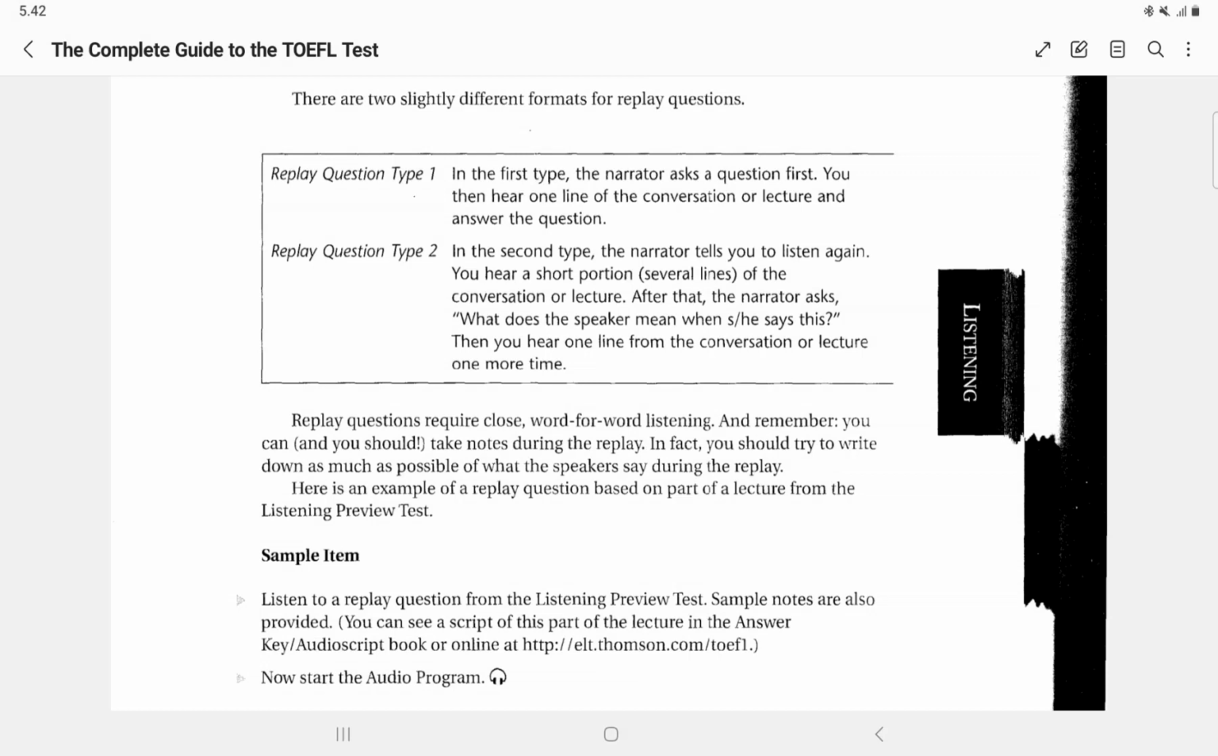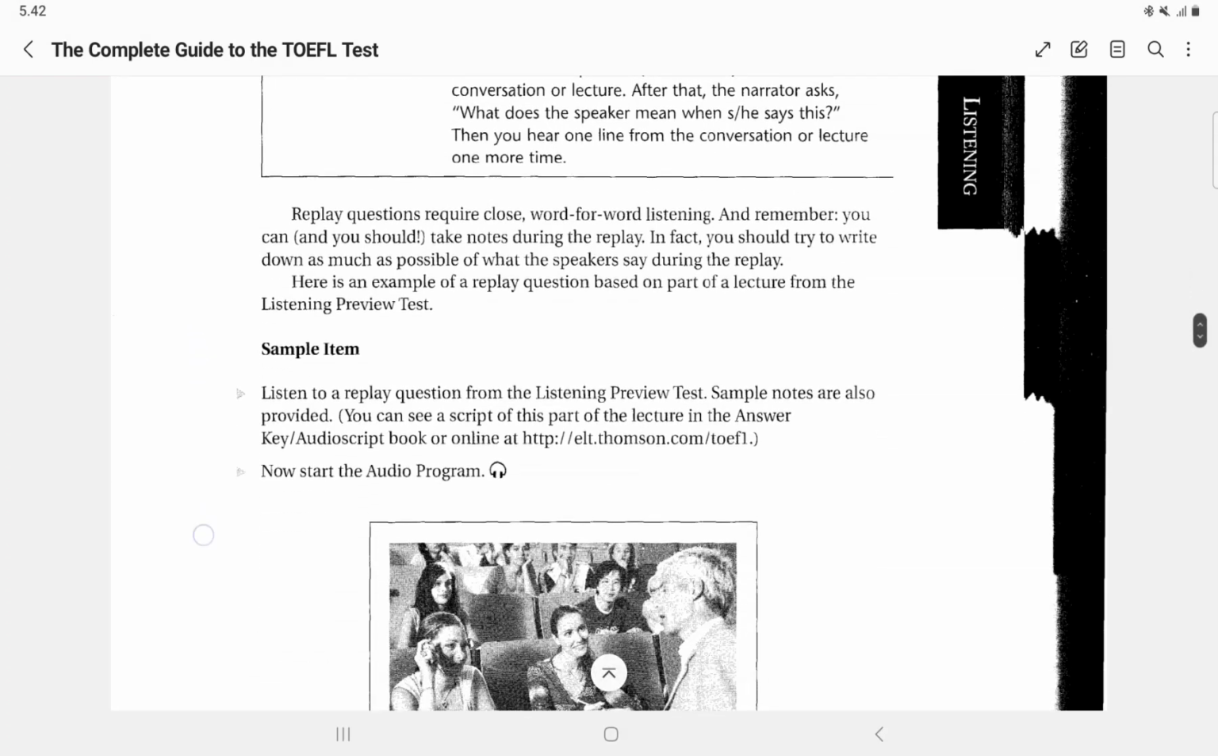You then hear one line of the conversation or lecture and answer the question. Reply question type 2. In the second type, the narrator tells you to listen again. You hear a short portion of the conversation or lecture. After that, the narrator asks, what does the speaker mean when she says this? Then you hear one line from the conversation or lecture one more time.